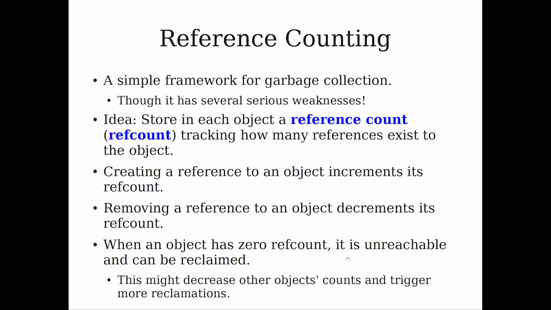Now it can happen, as we'll see very soon, that maybe object A's reference count became 0, so you reclaim it, but then object A was pointing to object B. So object B's reference count also has to be decremented when you reclaim object A. As a result, it could happen that object B also becomes unreachable, so you reclaim that as well. So this might decrease other objects' counts and trigger more reclamations.